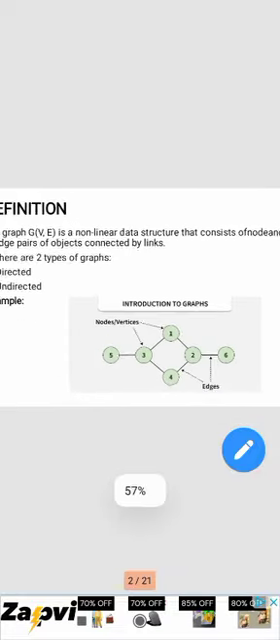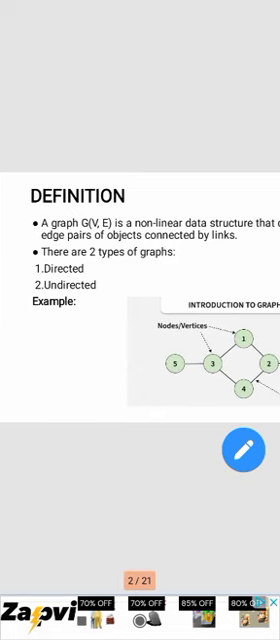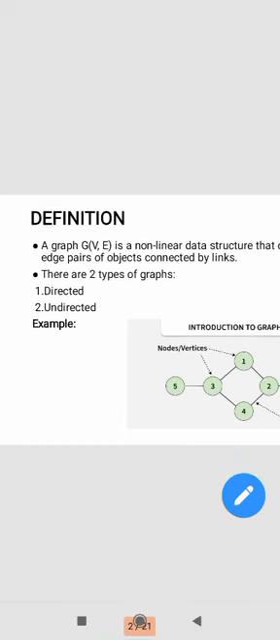Before that, what do you mean by data structure? I will explain. A data structure is a collection of data arranged in a manner. There are two types of data structure: one is linear data structure, the other is non-linear data structure. Linear data structure means the data will be arranged in a sequential order or in a linear manner. Examples: stack, queue, array.